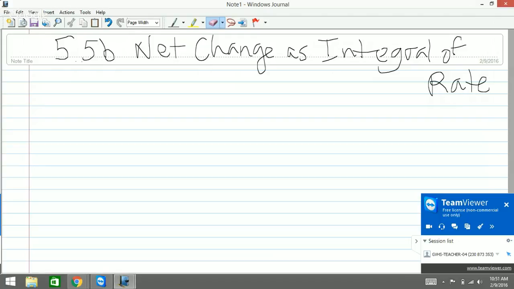Okay, so we're going to finish 5.5 today. Again, my handwriting is going to be terrible, but we have net change as the integral of rate. We'll check it later because I forgot. So we're going to focus today on that position, velocity, acceleration relationship.